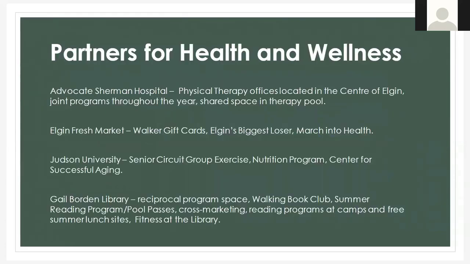Here are some examples of the organizations that our department has as health and wellness partners. And a lot of these partnerships go back before Activate Elgin, which I'll talk about a little bit. But you can see we have a hospital, a grocery store, a university, and a library. So it's a mix of public and private, nonprofit and for-profit partners. And again, as you think about your community and who you can partner with, I'd encourage you to look into these different types of organizations and the people that are stakeholders in your community.